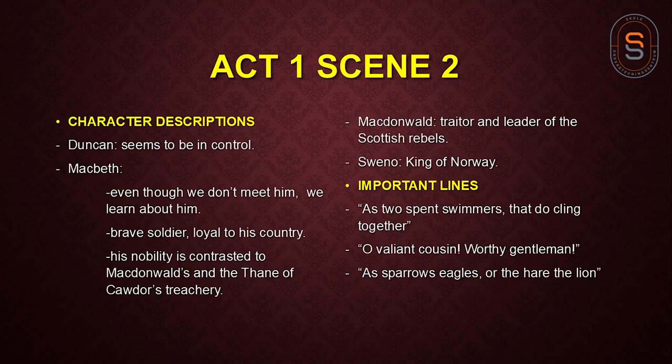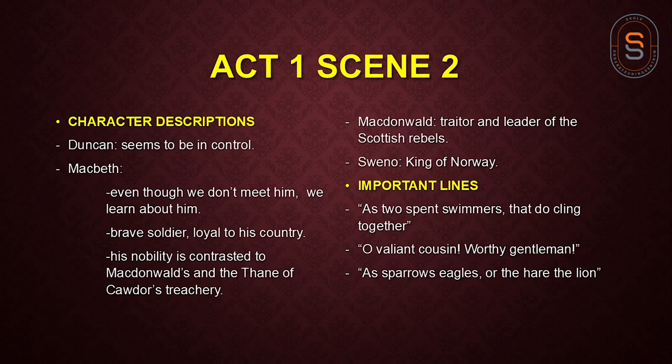If we look at some of the characters that we encounter in this scene, Duncan, first of all, seems to be in control. Macbeth, even though we don't meet him, we learn about him. We learn that he's a brave soldier, loyal to his country, and his nobility is contrasted to Macdonald's and the Thane of Cawdor's treachery. We get to know Macdonald. He's a traitor and a leader of the Scottish rebels, and then the King of Norway, who is called Sweno.